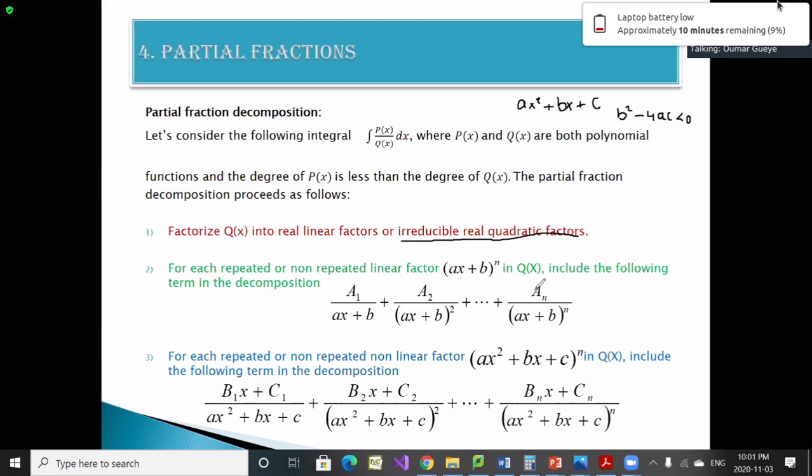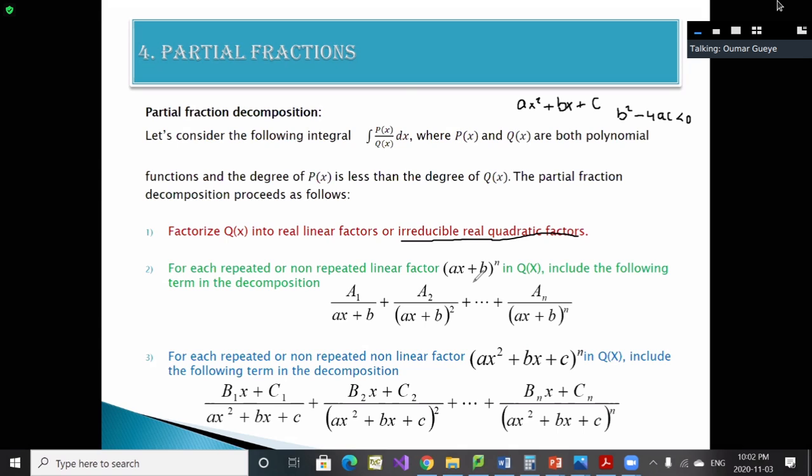And a1, a2, a3 are all constants, real numbers. We'll see later today or tomorrow how to find them. At the beginning, what I want you to know is how to get the partial fractions decomposition. We'll see later how to calculate the coefficients, because calculating the coefficients is much easier. Okay.